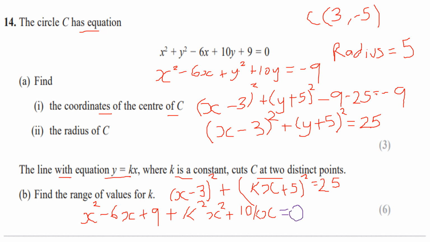I'm now going to combine my like terms. So I've got an x squared and a k squared. I'm going to write it as 1 plus k squared, x squared. If you combine the like terms and then factorize it, I'm going to have plus something x is equal to 0. So I'll write it as 10k minus 6 for that part, equal to 0. Hopefully that makes sense.